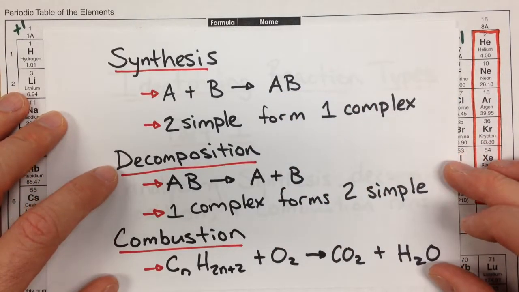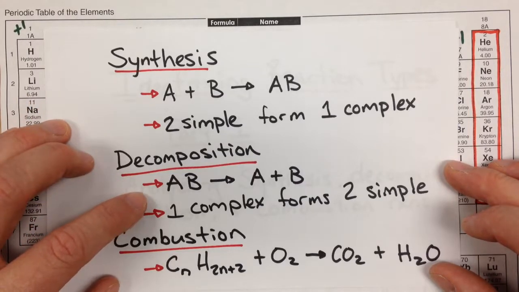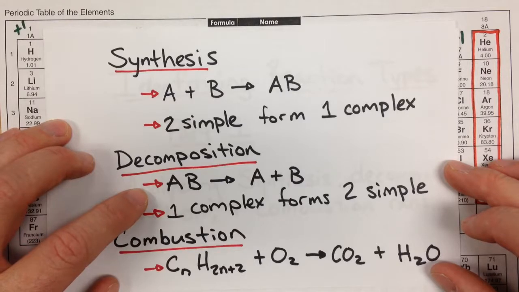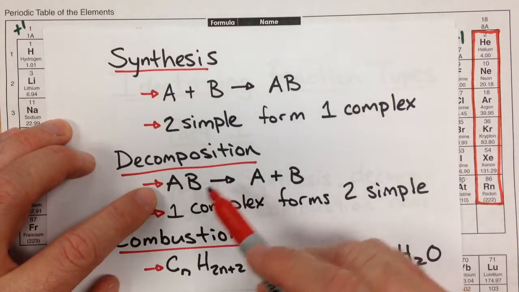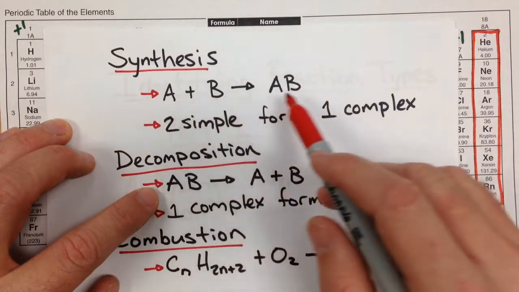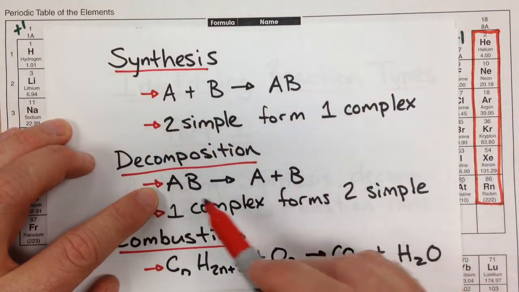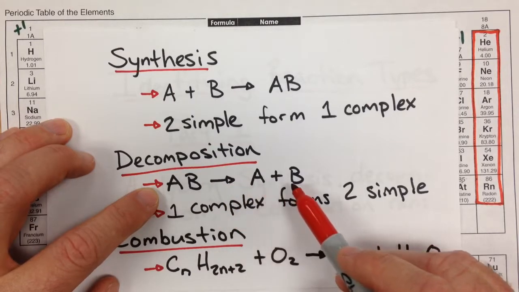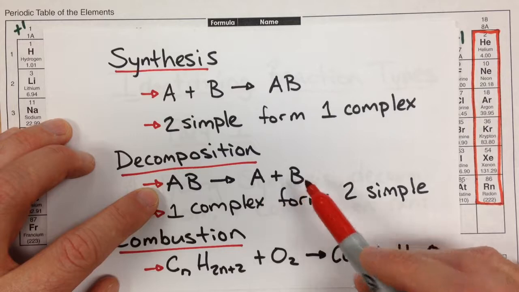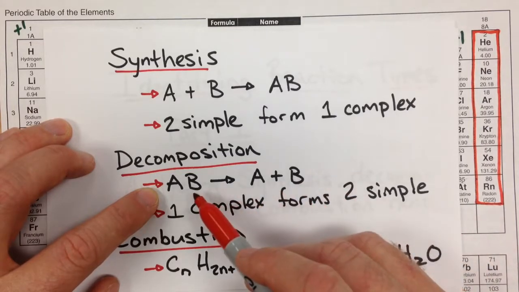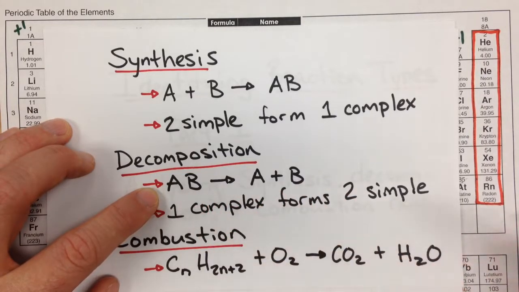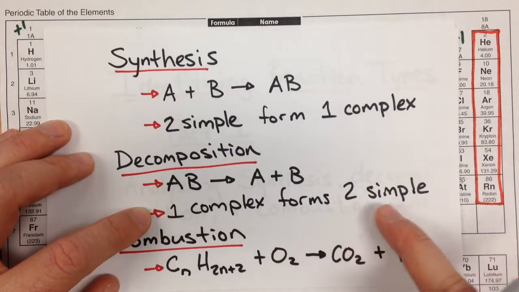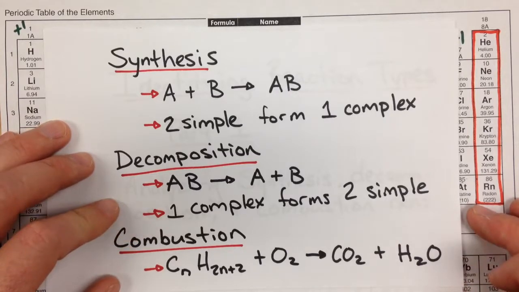The second type of reaction that we're going to investigate here is decomposition reactions, and as the name suggests, something is going to decompose. It's going to break down. And so you can see it is basically the exact reverse direction of a synthesis reaction, where you take AB and you decompose it, you break it down to form A and B. Again, A and B may be compounds, but they will be less complex compared to AB. Again, you have one complex thing breaking down into two simpler things.